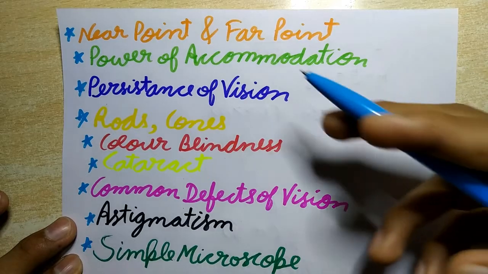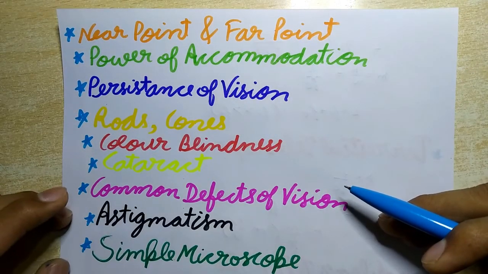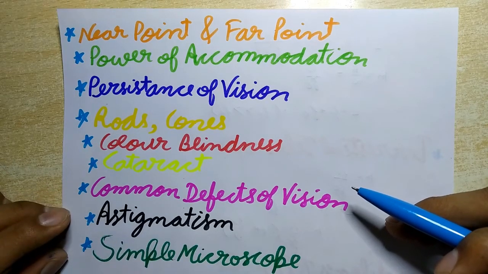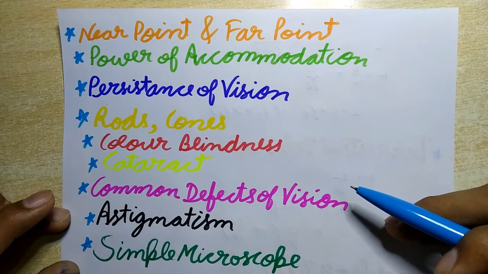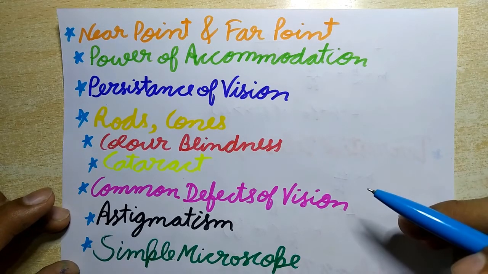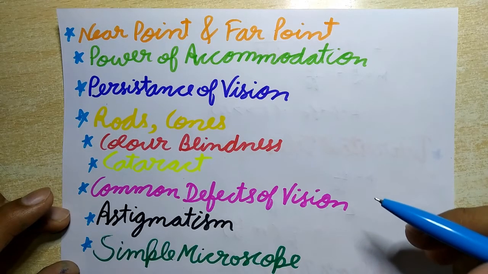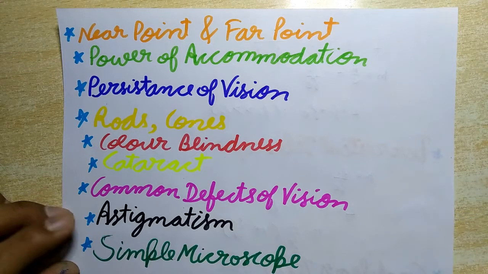Next is near point and far point. The near point is the nearest point from the eye at which an object can be seen clearly by the eye. The near point of a normal eye is 25 centimeters. The far point is the farthest point from the eye at which an object can be seen clearly by the eye. For a normal eye, the far point is infinity.